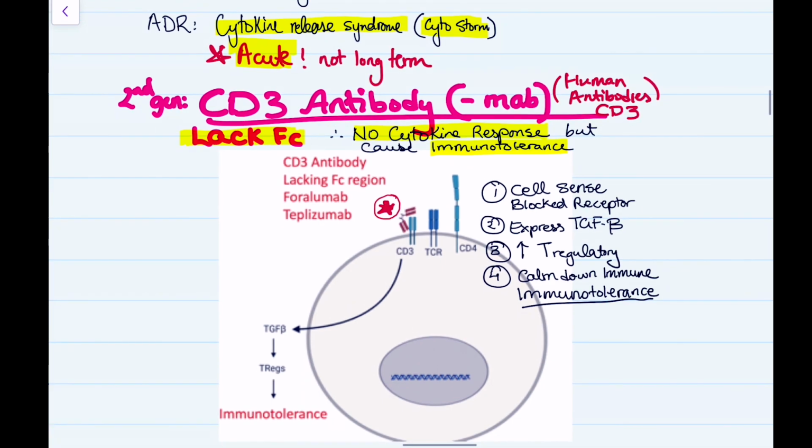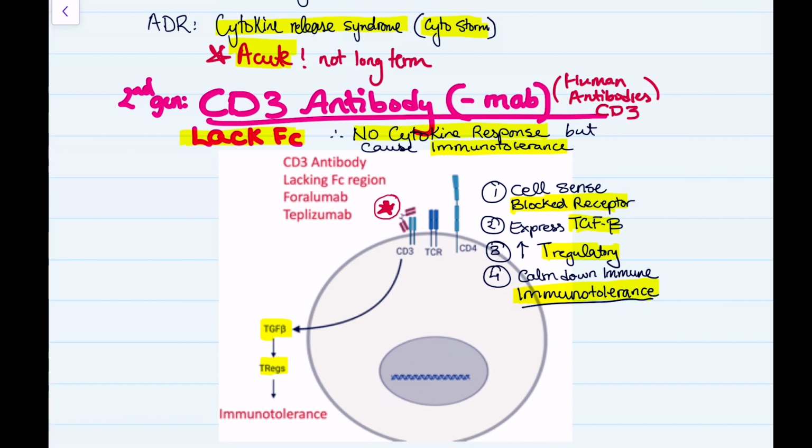But what happens is that the cell basically can sense that there's a blocked receptor. They will express the TGF beta, increase T regulatory cells, which are good, and that will calm down the immune response, in other terms cause immunotolerance. So lacking the FC region, there's no natural killer cell. No natural killer cell will cause basically the cell to say, what the heck is going on? Let's check this out. Increase TGF beta, increase the regulator, and then we get basically the immunotolerance.